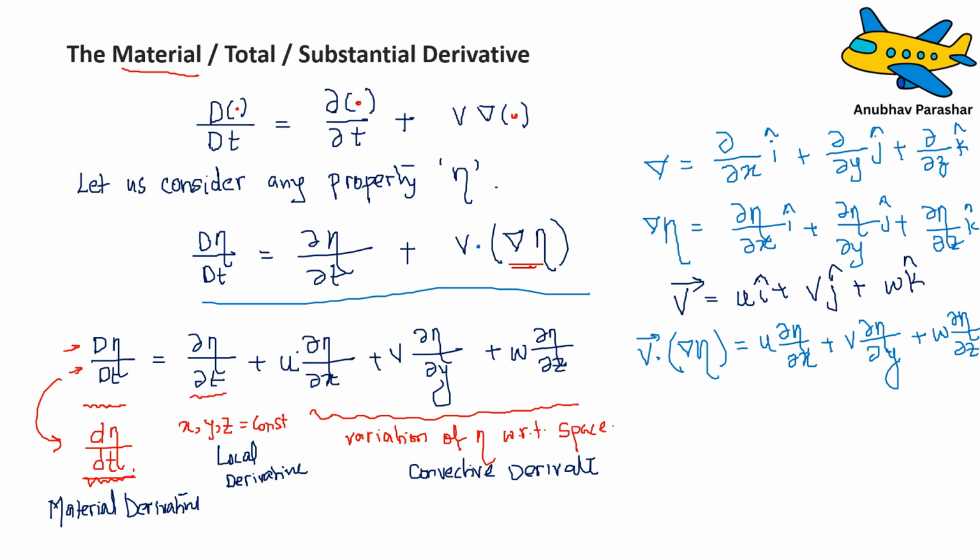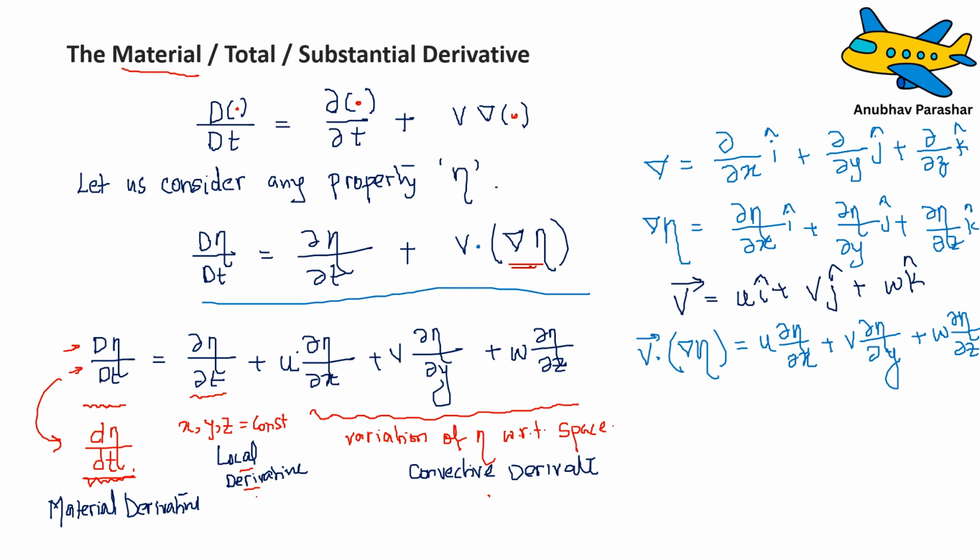So you get to know that, okay, this operator is there, which means we are trying to link the bridge between the Lagrangian and Eulerian approach. What is the local derivative? The local derivative is the partial derivative of the property with respect to time. Don't worry, we are going to take velocity as the property and see it. The convective derivative is the variation of the property with respect to space. Local is the variation with respect to time at a particular space, and convective is the variation of velocity with respect to space, keeping time constant.